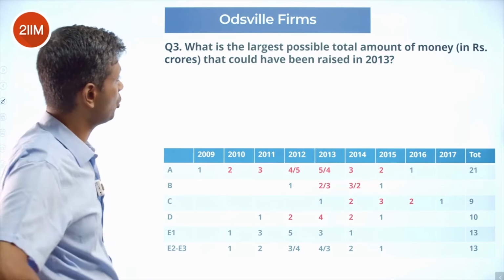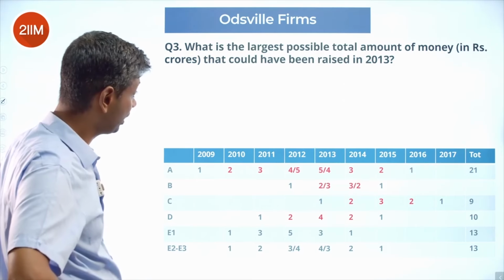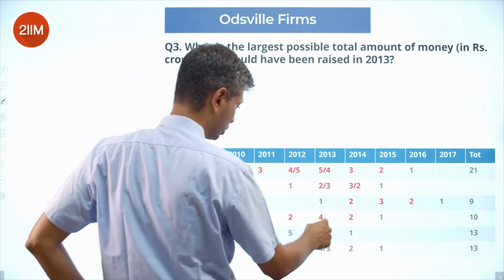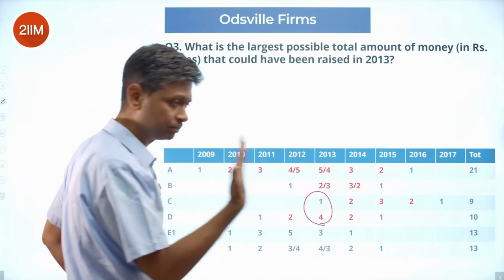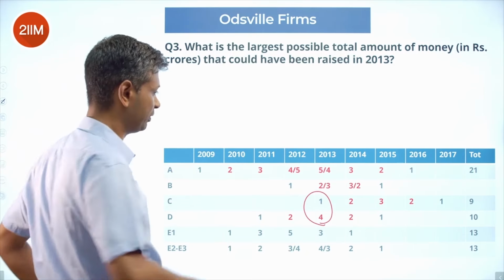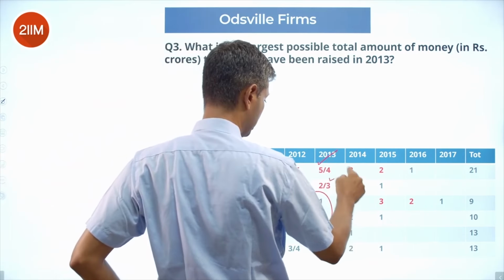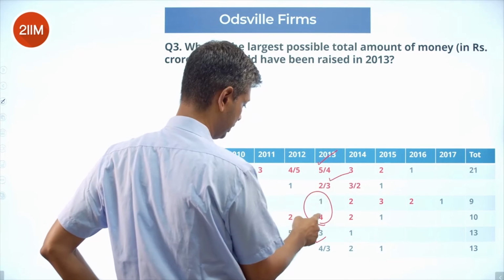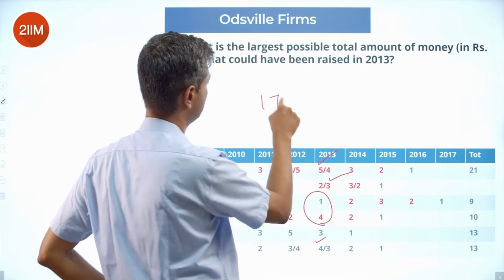What is the largest possible total amount of money that could have been raised in 2013? 2013, what is there for sure? 1 plus 4 is there for sure. 5. Largest number. So this should have been 5. This should have been 3. This should have been 4. 5 plus 3, 8, 9, 13. 13 plus 4, 17. 17 crore.